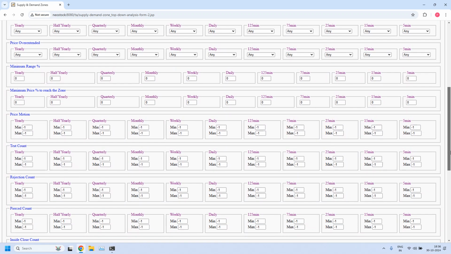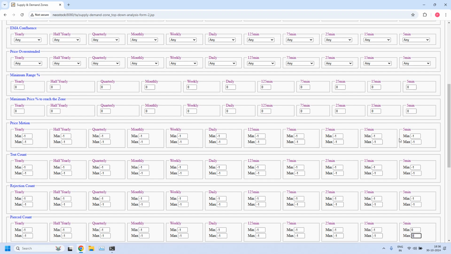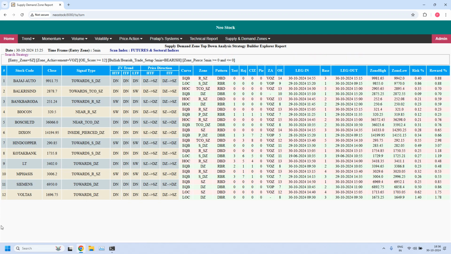The 5 minute supply zone should not be pierced. So in the pierced count, 5 minutes time frame, minimum value I am setting 0, maximum value 0. Zone achievement violated, opposing zone, minimum odd enhancer score is 12. All the 3 filters are applied to 5 minute supply zone. Let's verify. We got 12 stocks. All these 12 stocks are supporting bearish trade setup for hourly income trade.